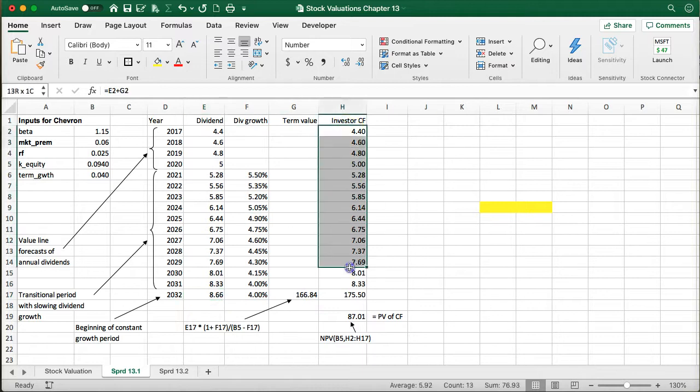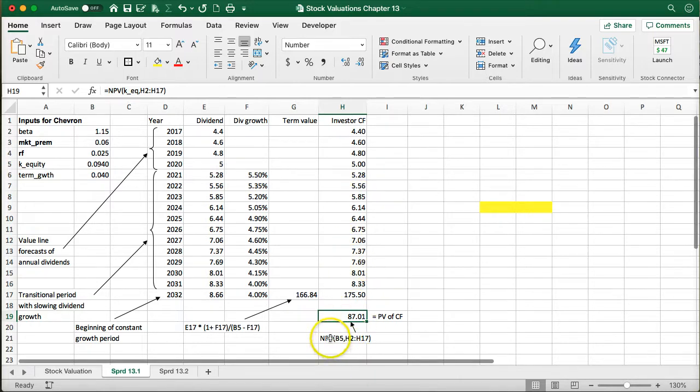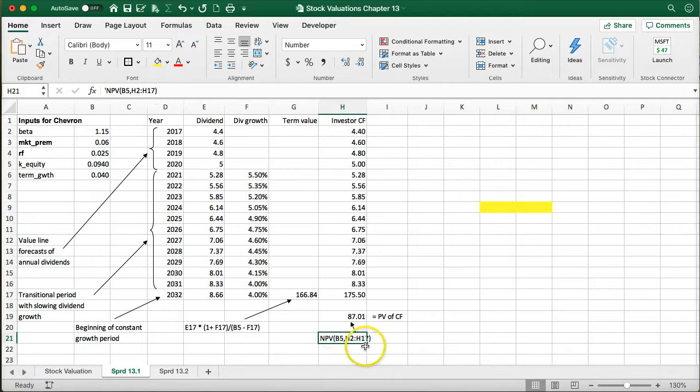So here are the cash flows from each of the dividends, and then the terminal period cash flow. So now we're going to use the net present value function for this list to calculate the net present value of the term. And here are the calculations of the net present value if you were to use that formula. So B5 would be the rate, and then H2 to H17 would be the cash flows. So it would give a present value of this amount.